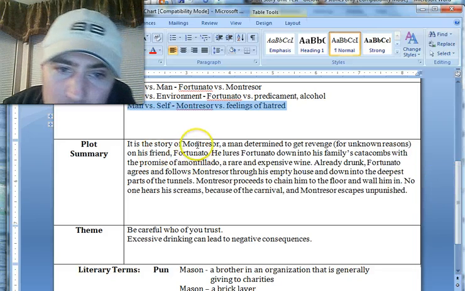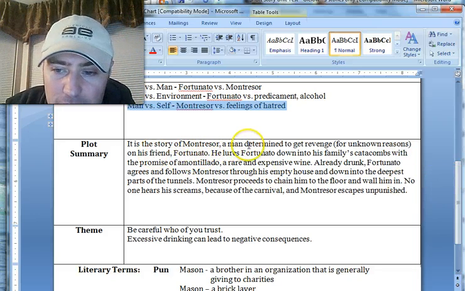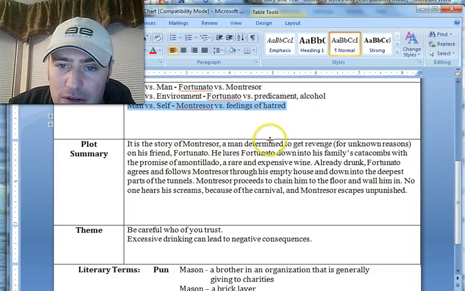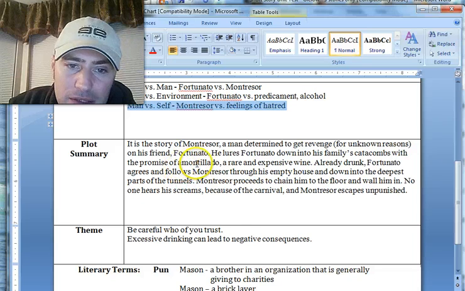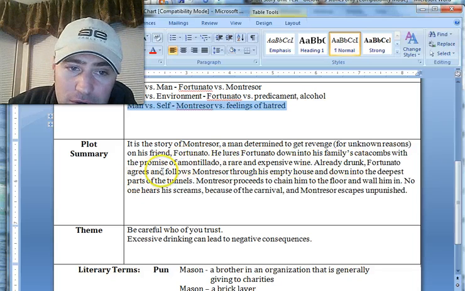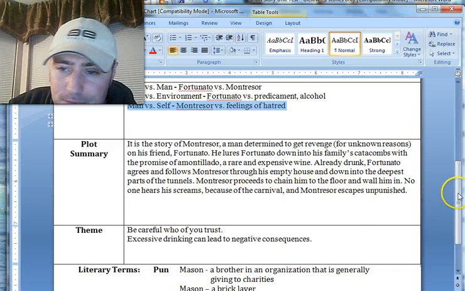It is the story of Montresor, a man determined to get revenge for unknown reasons on his friend Fortunato. He lures Fortunato down into his family's catacombs with the promise of Amontillado, a rare and expensive wine. Already drunk, Fortunato agrees and follows Montresor through his empty house and down into the deepest parts of the tunnels. Montresor proceeds to chain him to the floor and wall him in. No one hears his screams because of the carnival, and Montresor escapes unpunished.